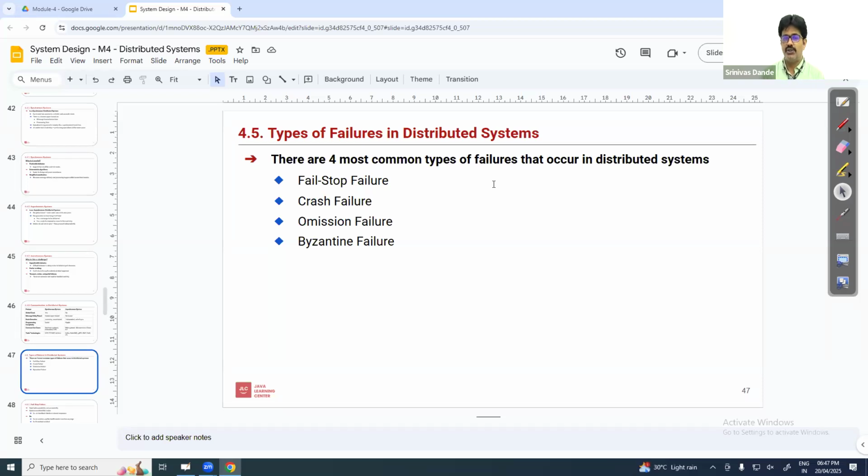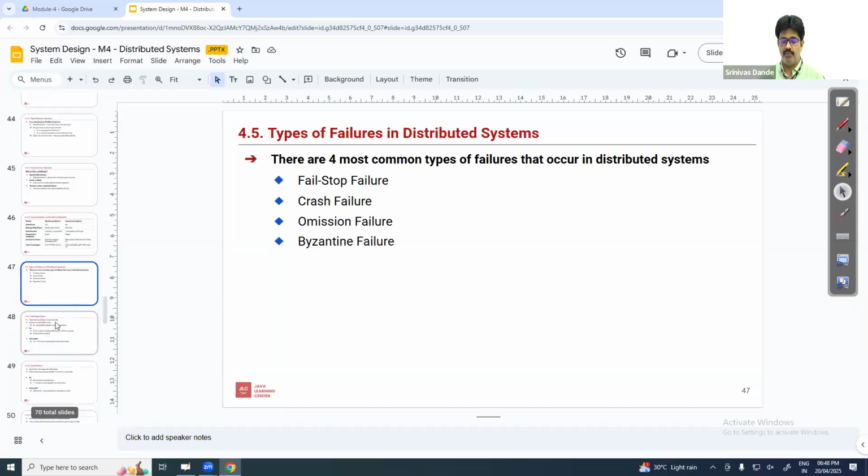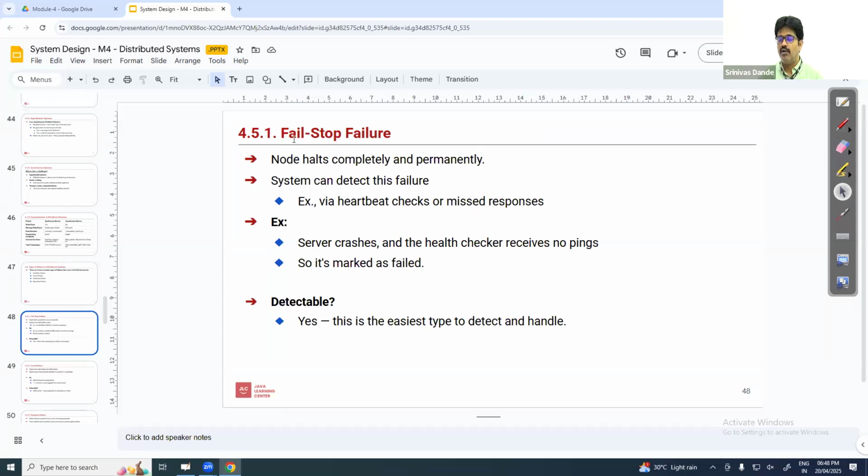In a distributed system, you can assume there are definitely failures. Some of the most common failures, you can also call them failure models or types of failures, are fail stop failure, crash failure, omission failure, and Byzantine failure. So these are the 4 categories we most commonly refer to. The first one is fail stop failure.